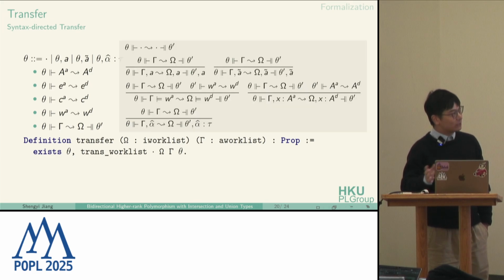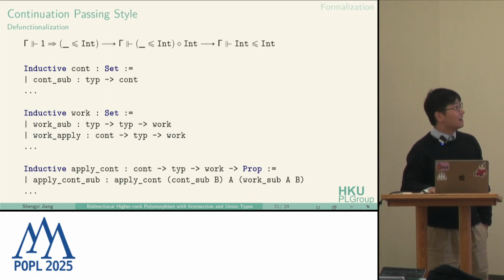So these are the rules. They are quite structural, so we can just skip over them quickly. And also, we have other design choices. Basically, we have a defunctionalized version to represent the continuation passing. So everything can be inductively defined in Coq without further proof burden.